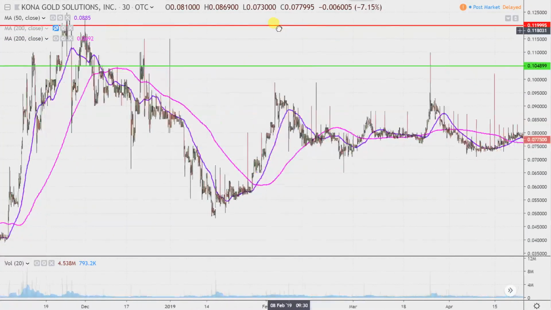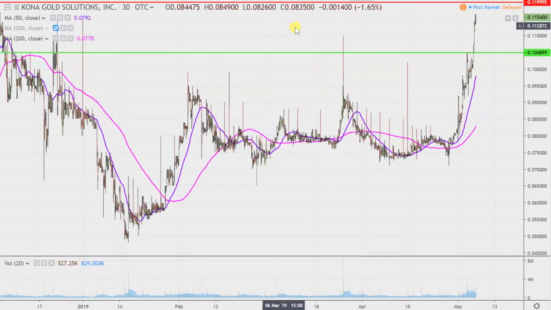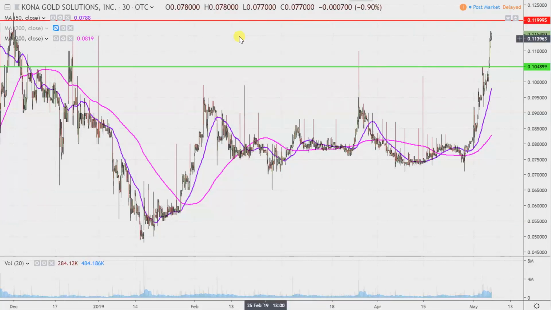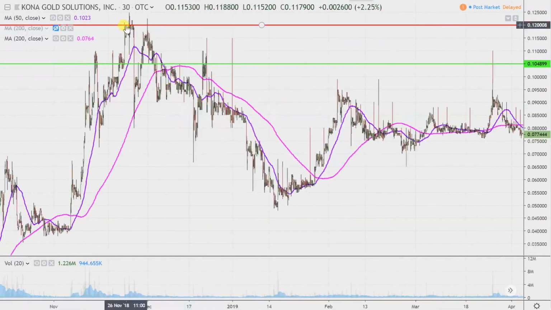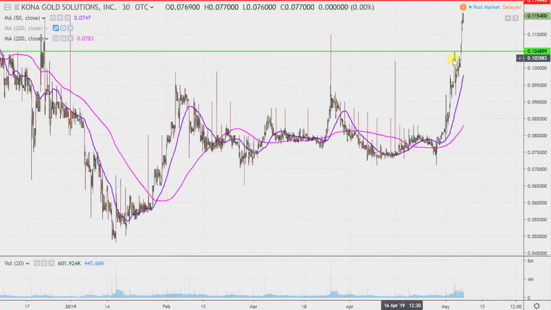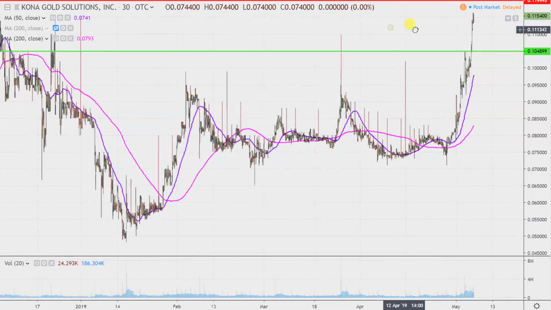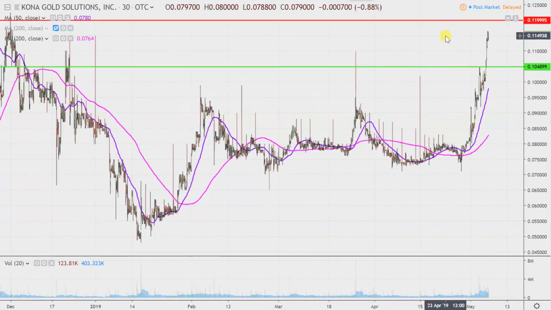So we'll go back to here. 12 cents is going to be that next key overall level of resistance going forward. Like I said, this is all coming back from highs that haven't been seen since back in November of 2018, so a long, long time ago since the price has been this high. So it's good to see the price continue to break out. And as long as the price continues to chip away and build those higher bases, that's the name of the game.